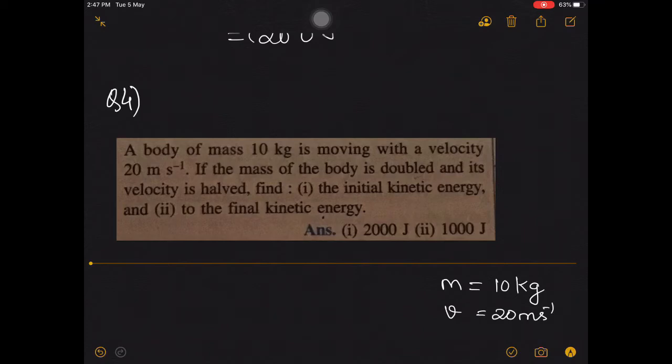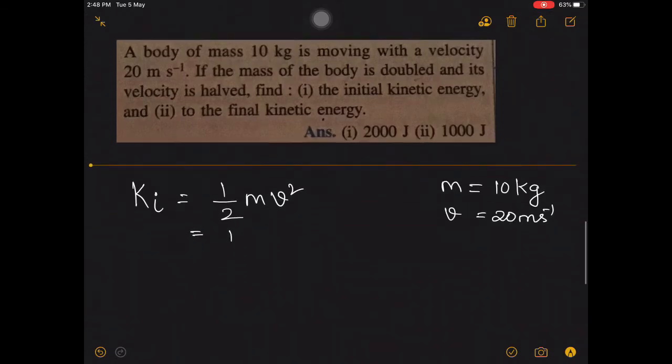Alright, now find the initial kinetic energy. So I am writing here Ki, initial kinetic energy. We know the formula, half mv square. So half into 10 into 20 square. How much will it be?